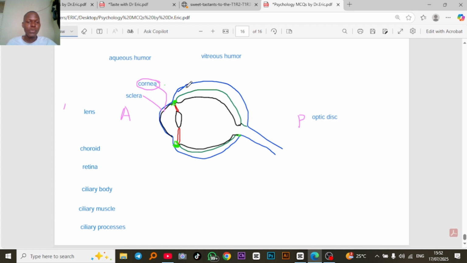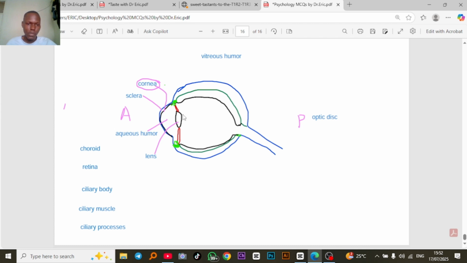Then the next structure is the space we see here. The space immediately after the cornea is what we call the aqueous humor, and it's between the cornea and the anterior surface of this structure here. You see in black, that's the lens. So between the cornea and the anterior surface of the lens, we have the aqueous humor. Then we have the lens.